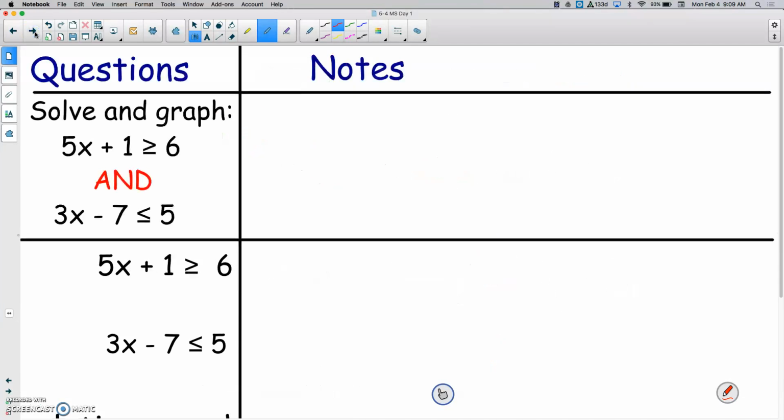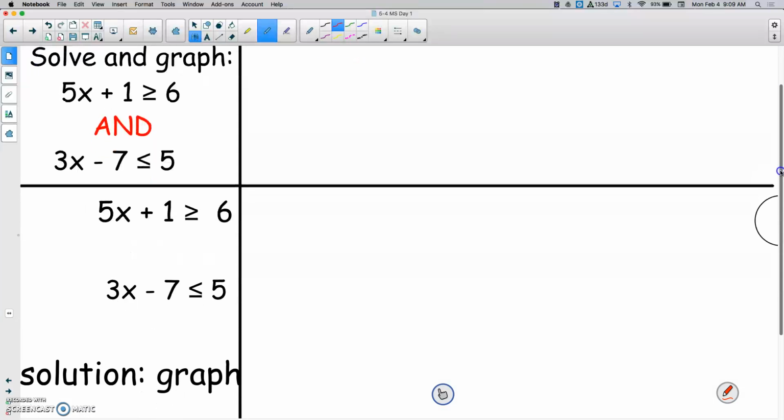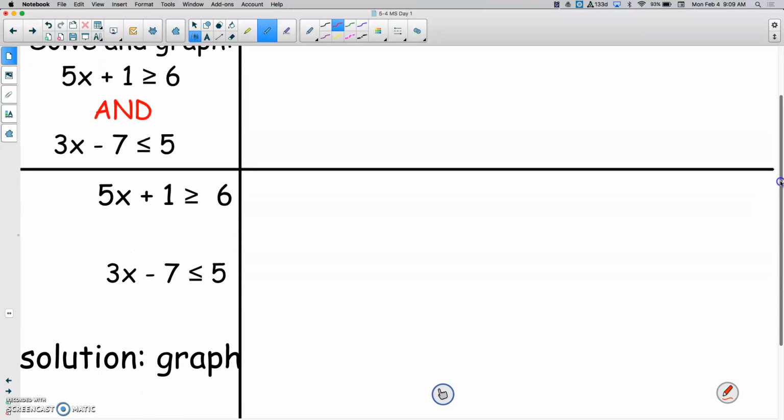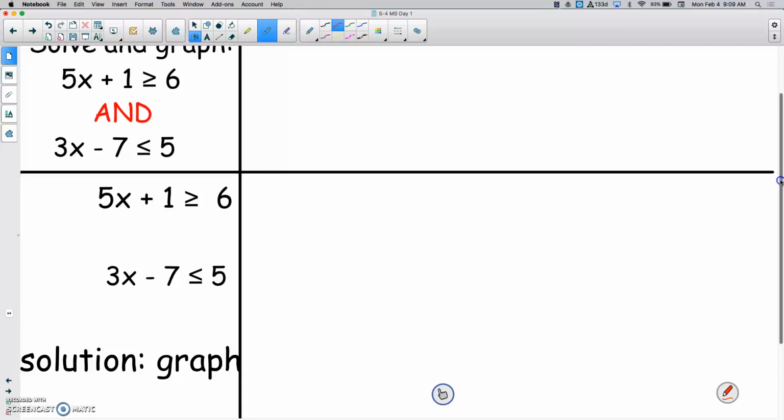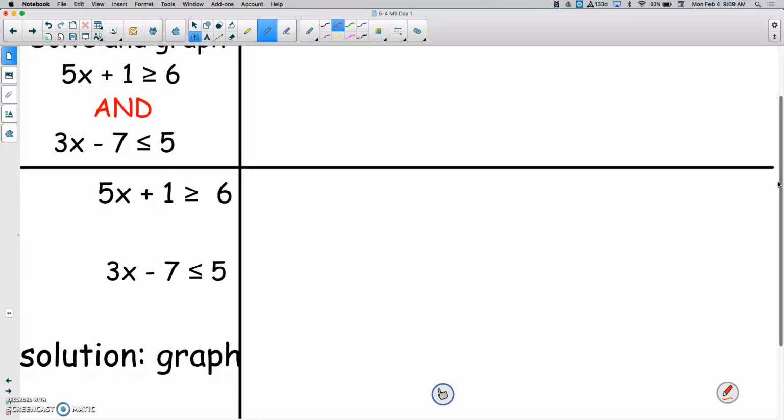All right. Now that we've seen all three types of graphs, we will have some problems that you need to solve and graph. So, putting together our skills for solving inequalities with our new found skill of solving and graphing compound inequalities, we are going to solve and graph.